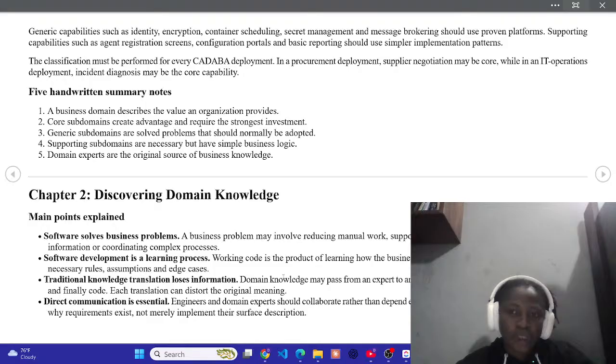analyze all the domains. That is, the domains can be the business departments. For example, you have the procurement department, the finance department, the supply chain department, the operations department, the IT department, the HR department, and then you have the security department as well. So analyze all the subdomains you have in the business before you design solutions for the business.